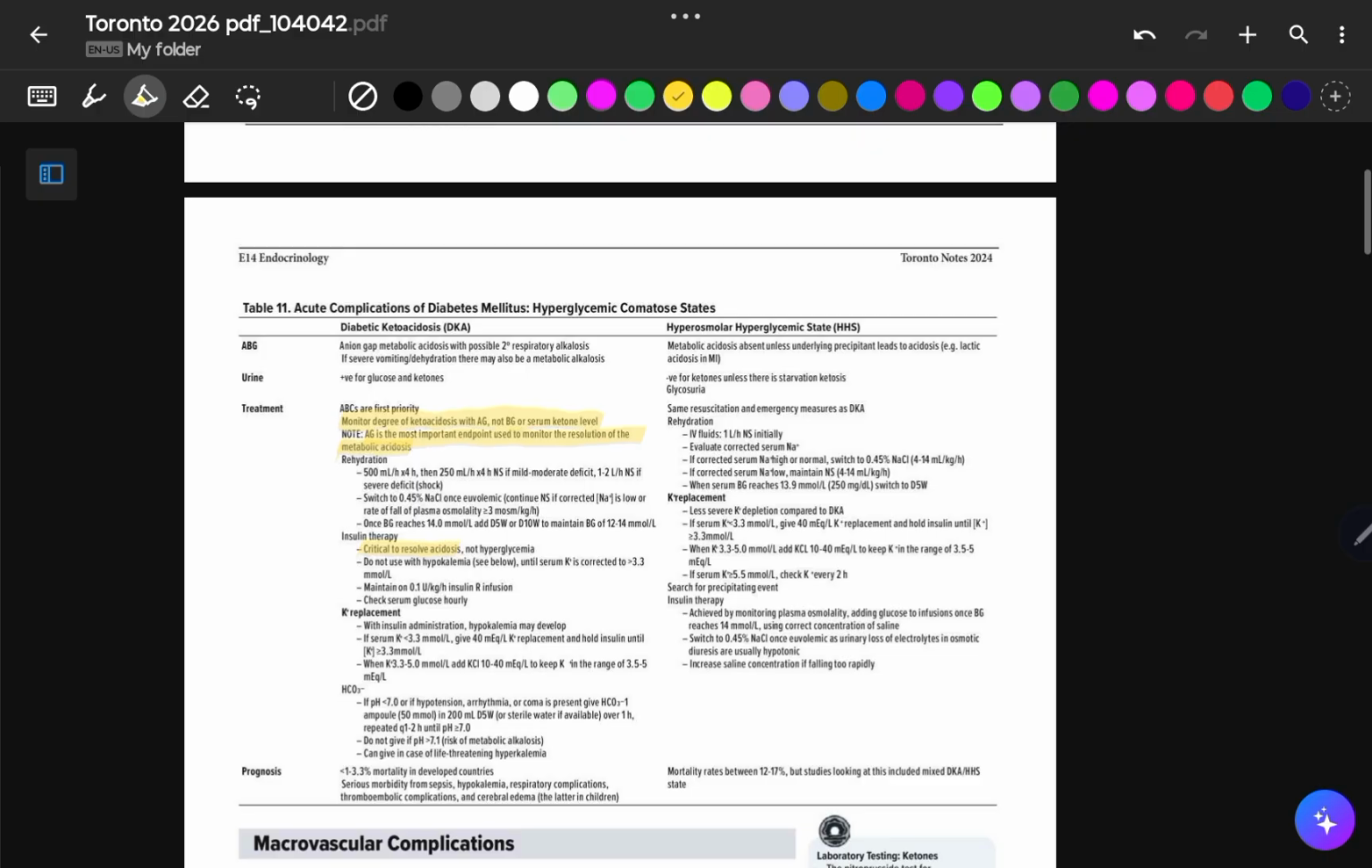Adding glucose to the infusion once your blood glucose reaches 14, remember that, and then you switch to 0.45 sodium chloride once you're euvolemic, and then increase the saline concentration if falling too quickly. Okay, so the mortality rate in AHS is high, between 12 to 17%.